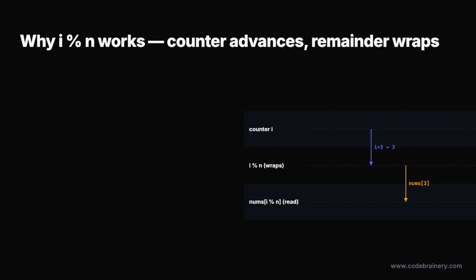Why the remainder works. 3 lanes. Top. The counter, running 0 to 2n minus 1. Middle. What the remainder operation returns. Bottom. The input cell we read. The counter advances. The remainder wraps. The same 4 input cells get read, in order, twice.